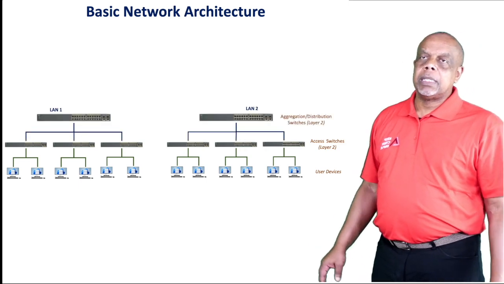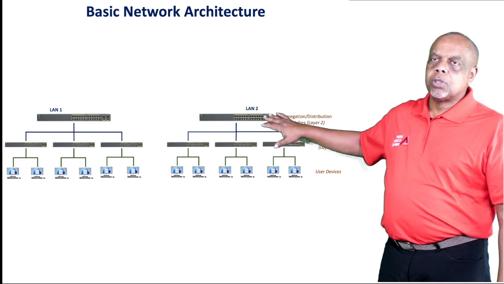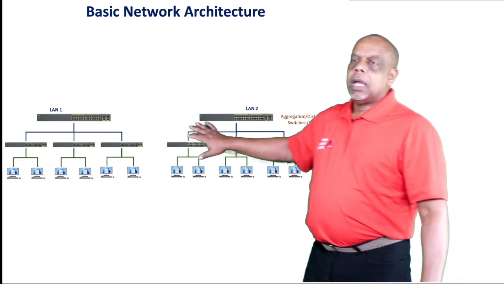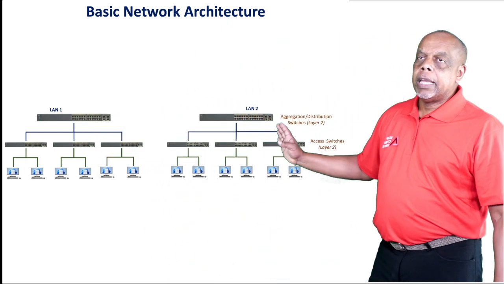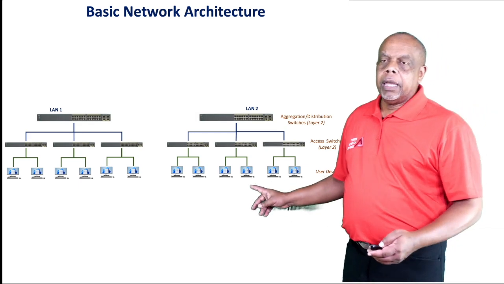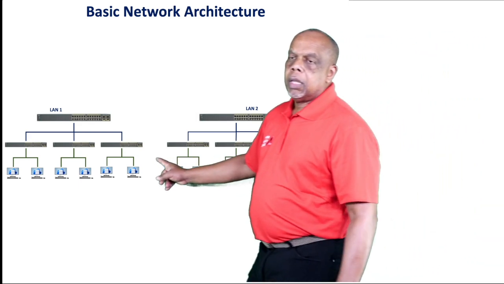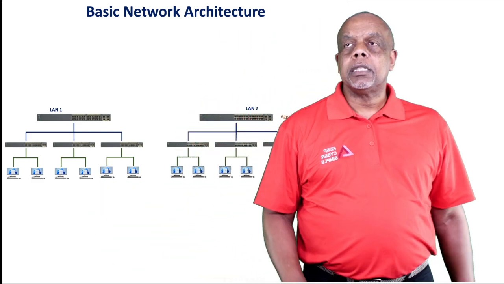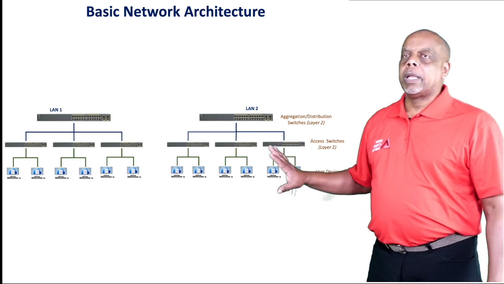And the access switches many times are aggregated up to a higher level switch or a distribution switch that provides those two local area networks. Now I have local area network 1 and local area network 2. As you see, these two local area networks cannot talk to each other. So if Charlie, who works over here, wanted to send an email to Susan, who works over here, that's an impossibility because they are on separate local area networks.